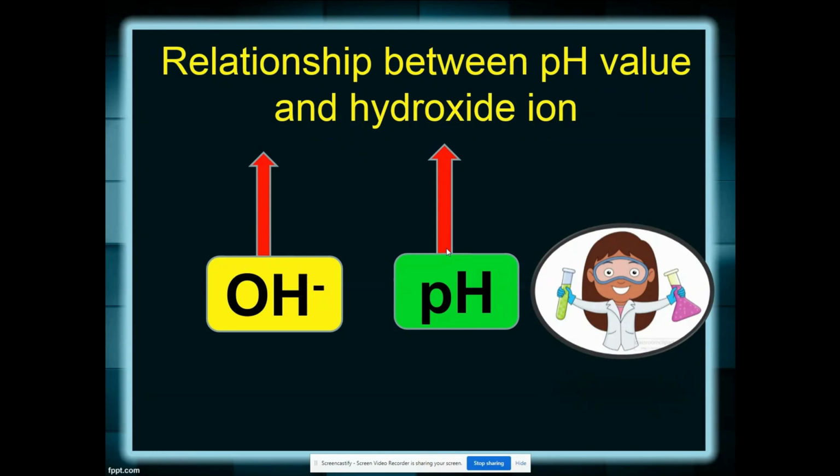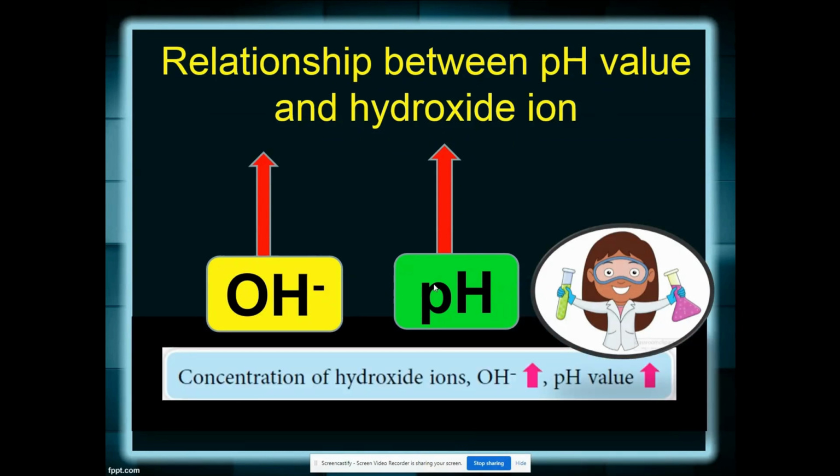If I have two types of alkali X and Y, one is pH 8, another one is pH 13, which one is strong alkali? Yes, correct. The pH 13 is a strong alkali, whereas the pH 8 is a weak alkali. Now, based on that knowledge, the relationship between pH value and the concentration of hydroxide ions is: as the concentration of hydroxide ion increases, pH value increases.